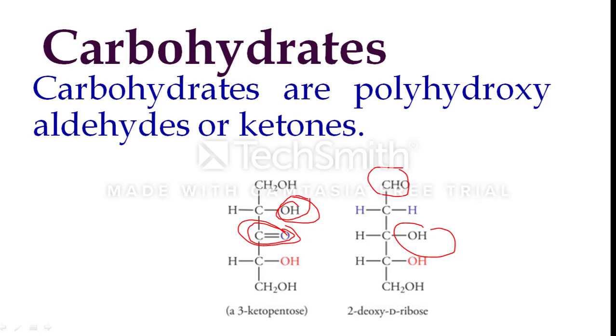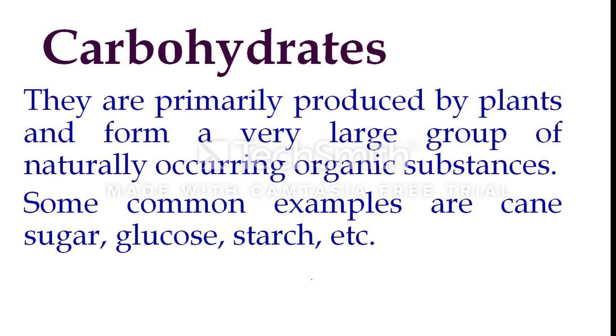So these carbohydrates are polyhydroxyaldehydes or polyhydroxy ketones. They are termed polyhydroxy because they have more than one hydroxyl group. And these aldehydes and ketones are the functional groups. These carbohydrates are produced by plants and form a large group of naturally occurring organic substances. The common examples are cane sugar, glucose, starch, etc. So these carbohydrates are synthesized by plants.